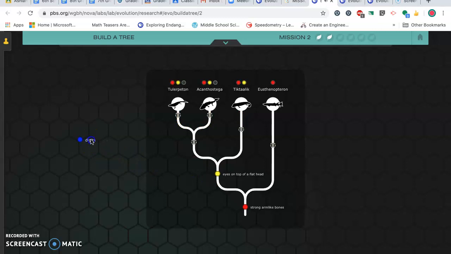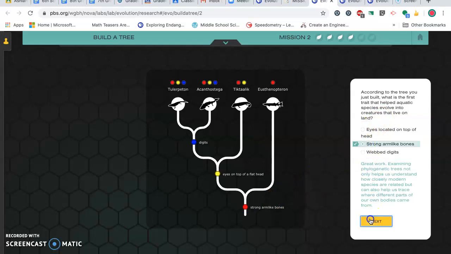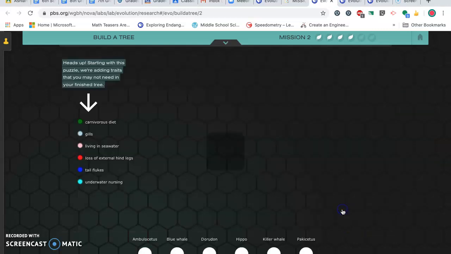And then lastly, these last 2 had digits. And the other thing I want to point out, that you should be doing this correctly: in each case, my most simplistic is on one side in terms of the number of characteristics, and then it's moving over to the other side where I have my animals that are the least simplistic or the most complex and have multiple characteristics that I'm talking about. And it says, what's the first trait that helped aquatic species evolve into creatures that live on land? Well, it's going to be arm-like bones. And we're good. All right, and then we go on to do the origin of the whale.